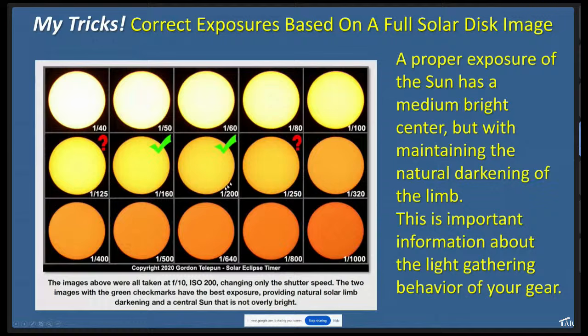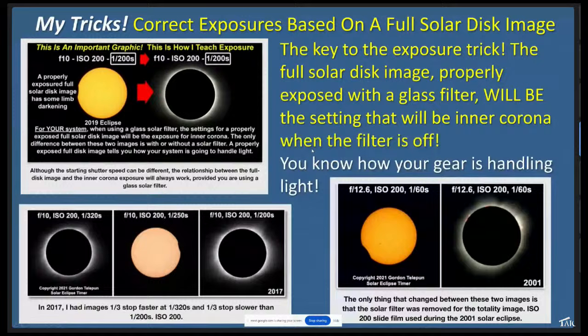So these two would be great. This one's a little light, but it would be okay. This one's a little darker, but it would be okay. And this is what you want to do, because this is important information about the light gathering behavior of your gear. And here's why. And this is from my experience imaging solar eclipses.